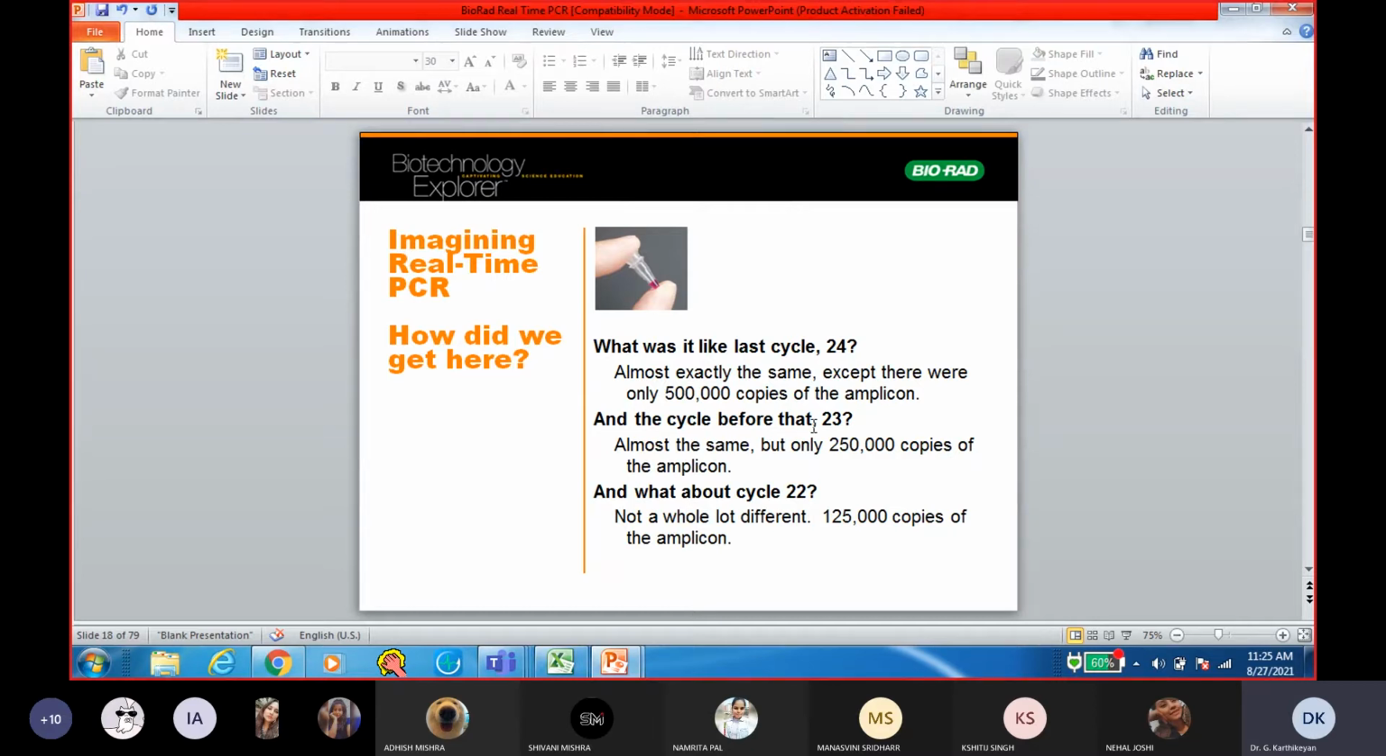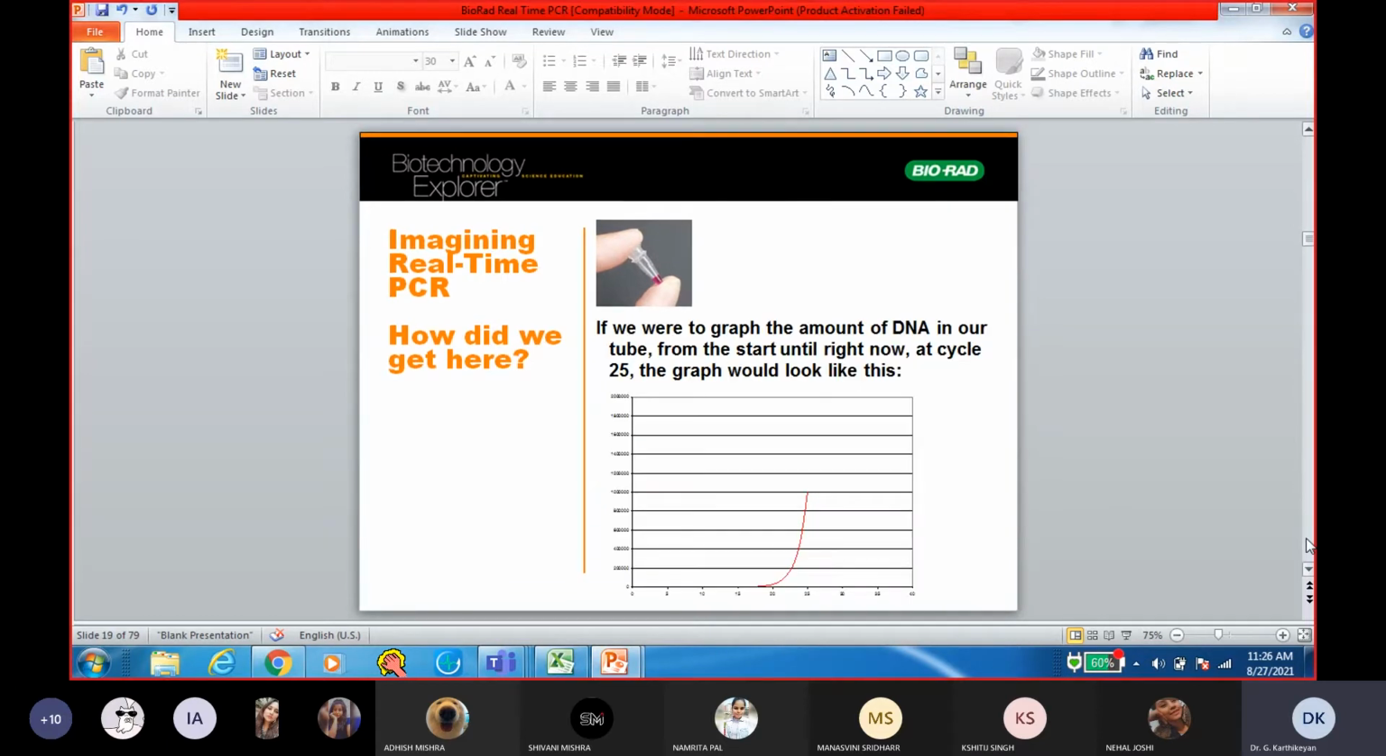And what will happen in cycle 23? You will have about 250,000 copies of the amplicon. And in cycle 22, you will have 125,000 copies. So you can see each of them doubling. From 22 to 23 to 24 to 25, the amplicon increases from 125,000 to 250,000 to 500,000 to 1 million copies. Is that clear? Yes. Okay, very good.